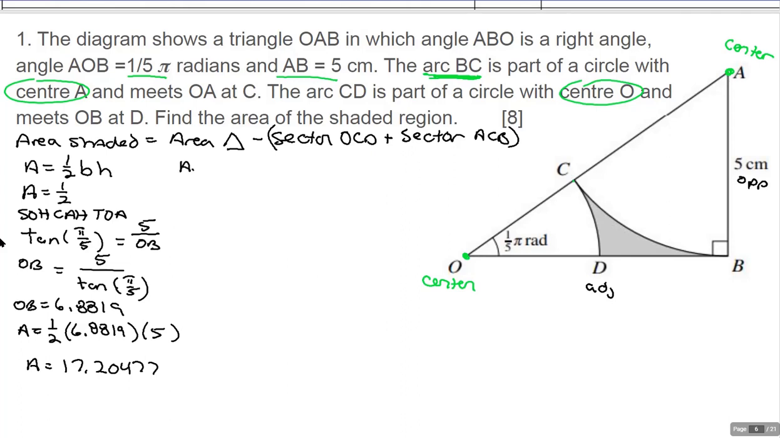Is it half r squared times theta? It is, half. So we'll do OCD, 1/2 times the angle, which is going to be pi over 5, times the radius squared. How can we figure that out?